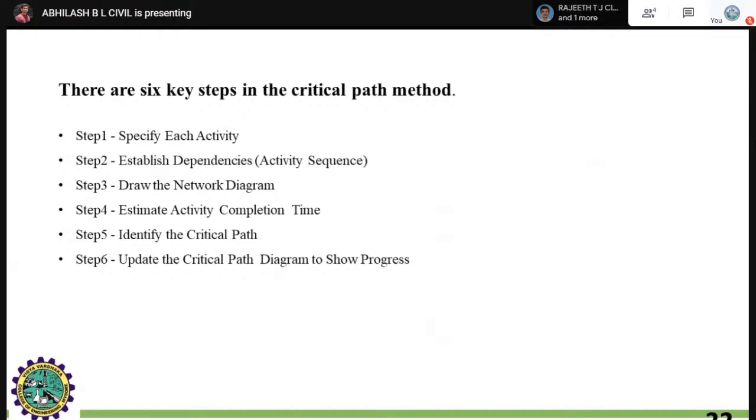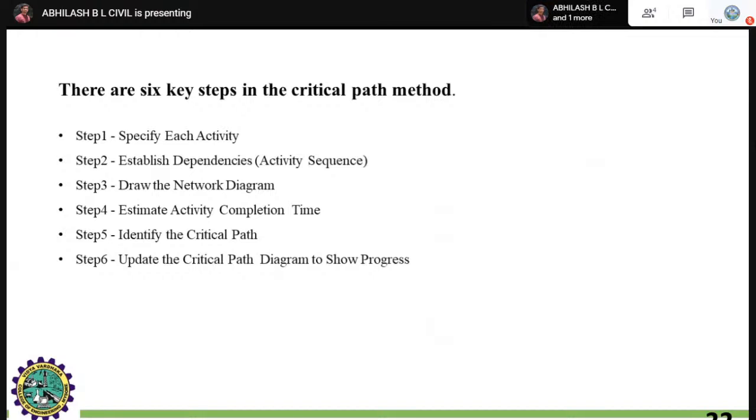Next comes step 3, that is draw the network diagram. The one which I showed you in the previous slide was the network diagram. Next comes step 4, estimate the activity completion time from one activity to another. That is from the foundation to the plinth, that is one activity. How much time it consumes, that is how they estimate the activity completion time.